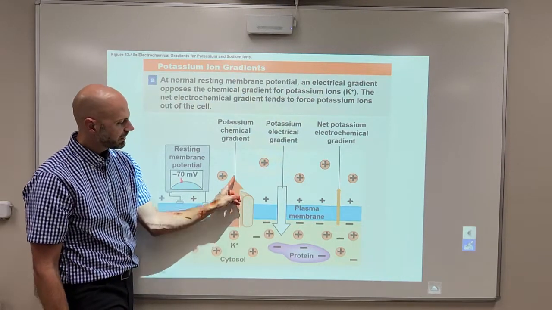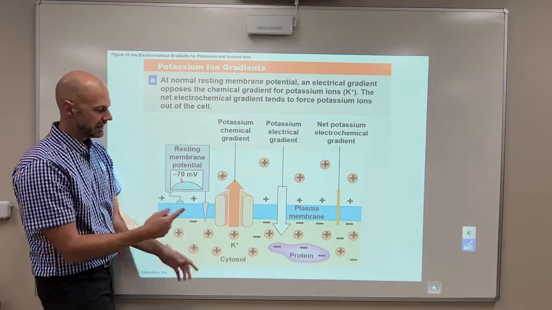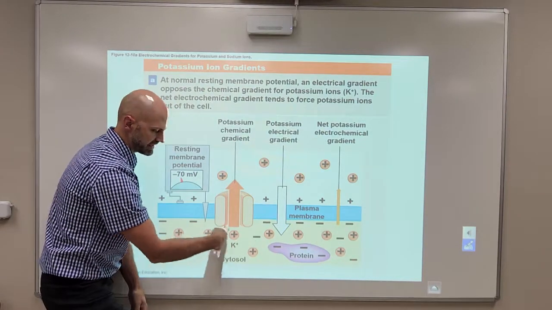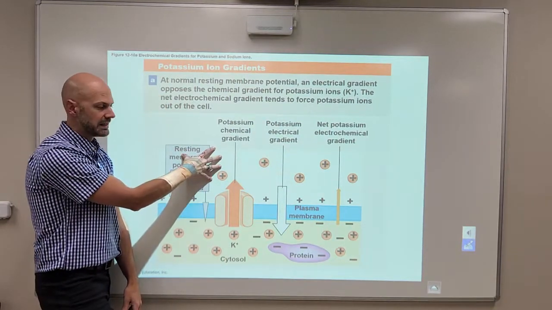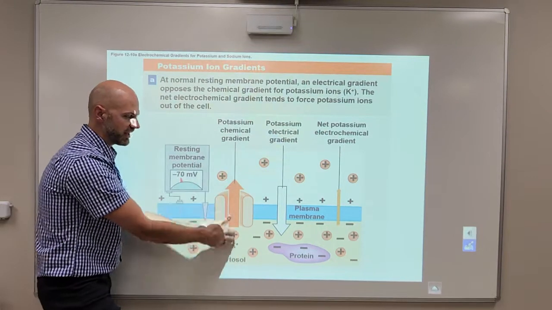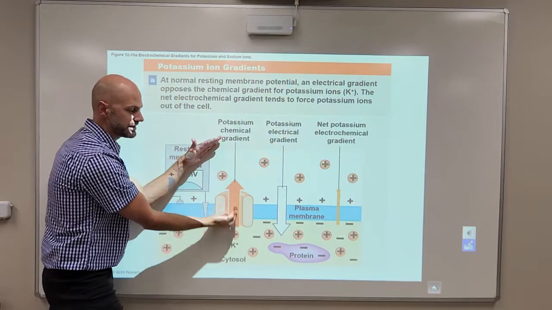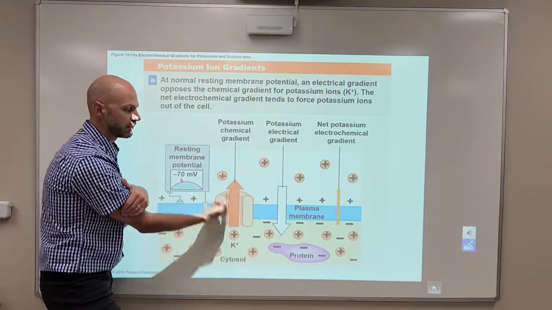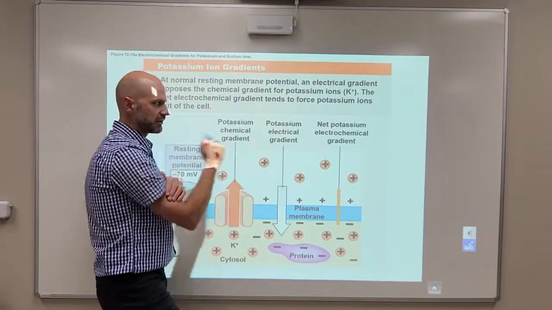This orange arrow represents a chemical gradient, or the concentration gradient. Notice that there's lots of potassium, lots of orange balls inside the cell, and not many outside the cell. So this arrow represents the diffusion that would occur going from high concentration to low concentration, and therefore it's outward rectifying or outward directed. The white arrow is the electrical gradient.